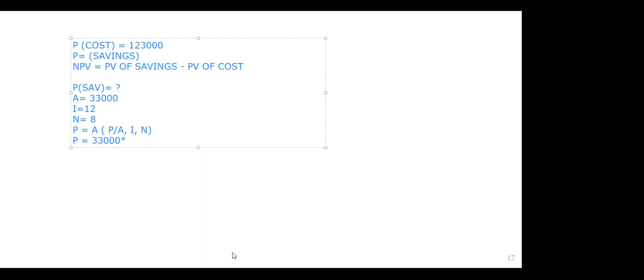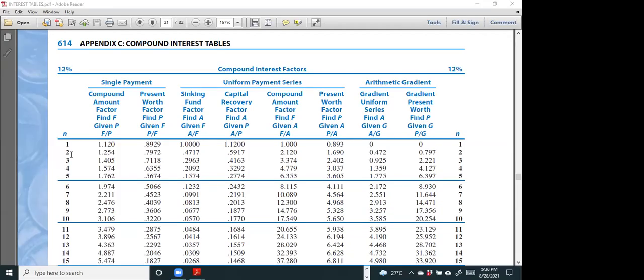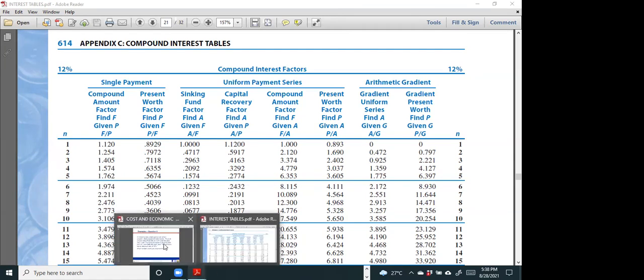So we're looking for the present what? And that will give you 4.968. So 12%, 8 years. We're looking for P given A. We're looking for the present worth of the savings, that 33,000 naira per year. What does it mean? 33,000 naira over a span of 8 years. What is the present worth at year 0? What is the present worth today? The present worth today is to multiply that 33,000 by the table factor, which is 4.968.